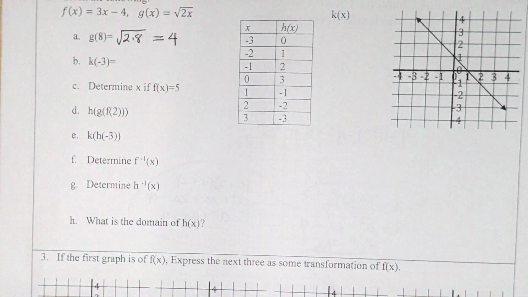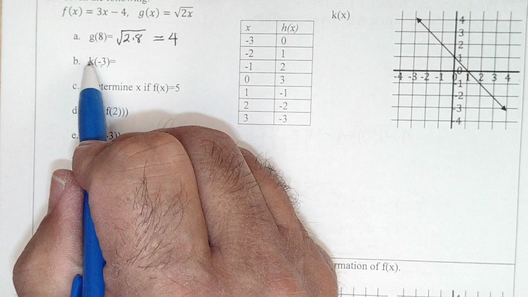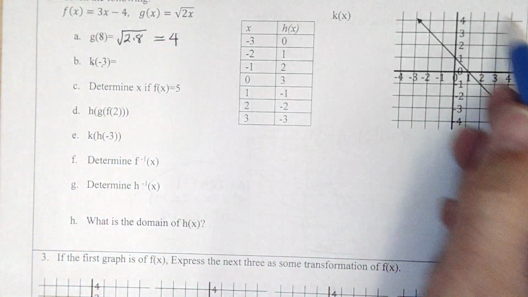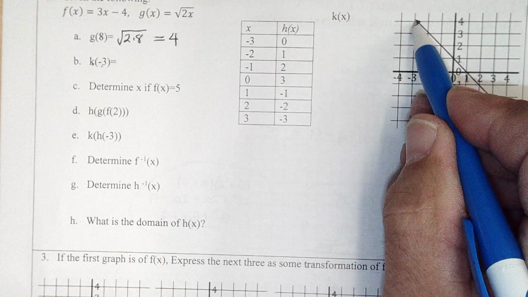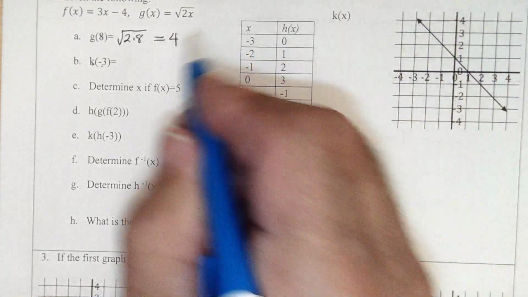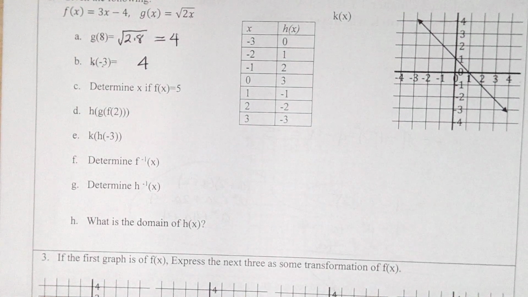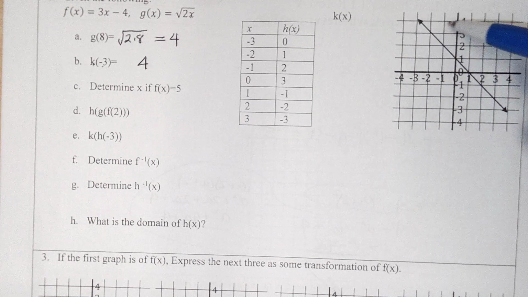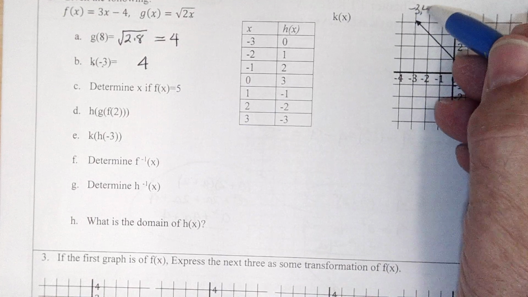We're supposed to put minus 3 in for the x of k and figure out what the y is. K is in here, and if we put minus 3 in, it looks like it's 4. You follow that? Go to minus 3, up, and it says the y value for minus 3 was 4. This point is minus 3, 4.